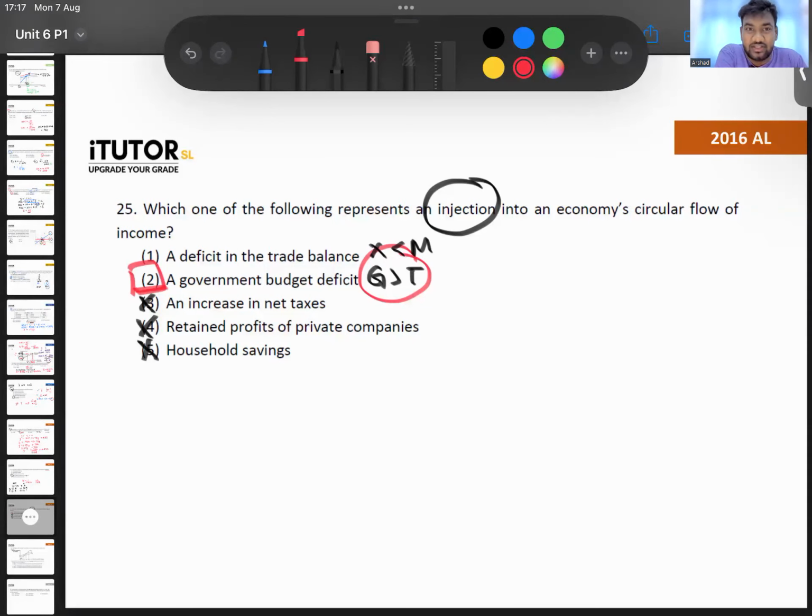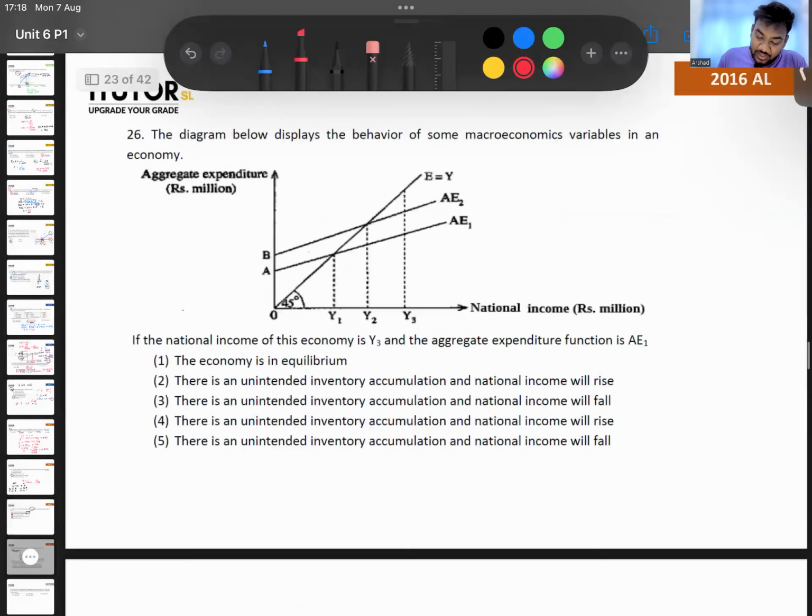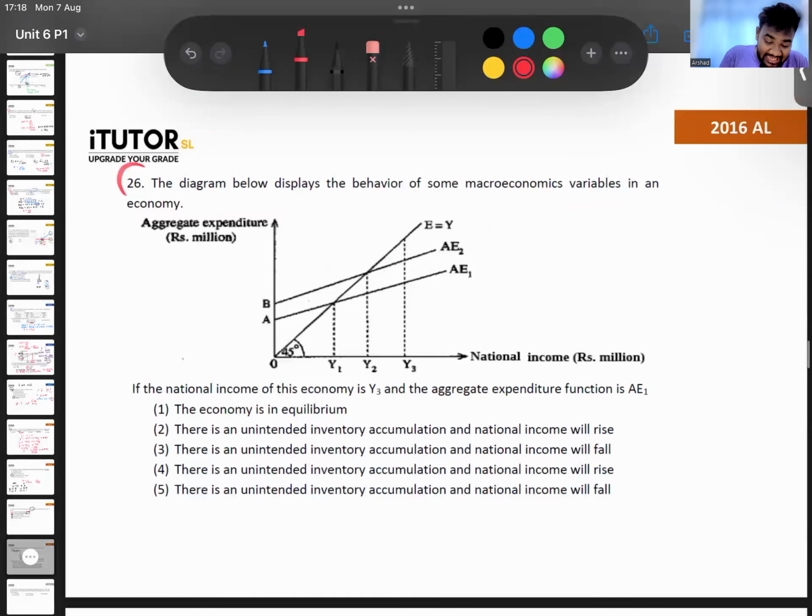Got it correct? You have a good level of understanding. Yes. Okay. Now, next. 26. Looks like a very scary question.